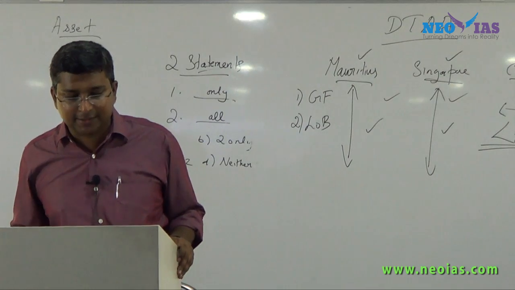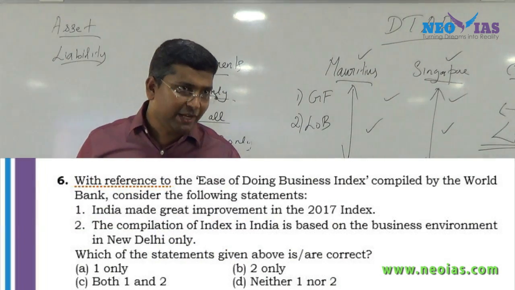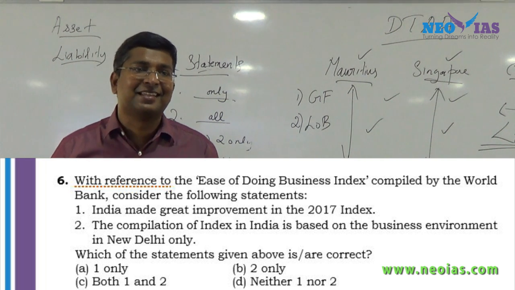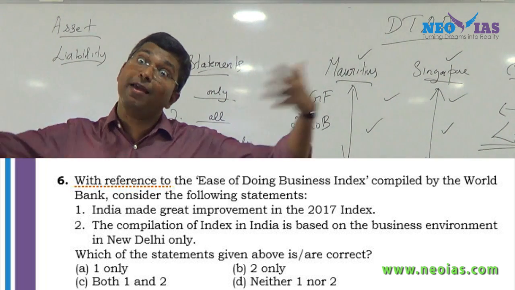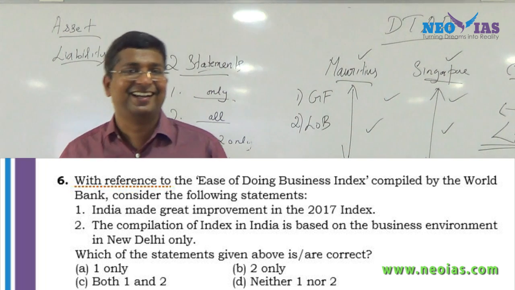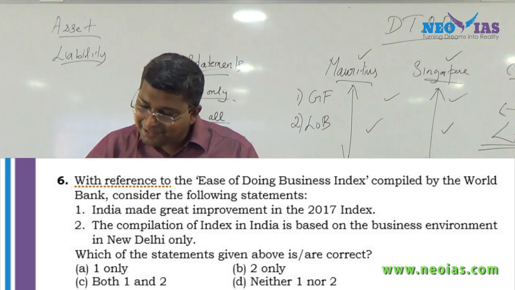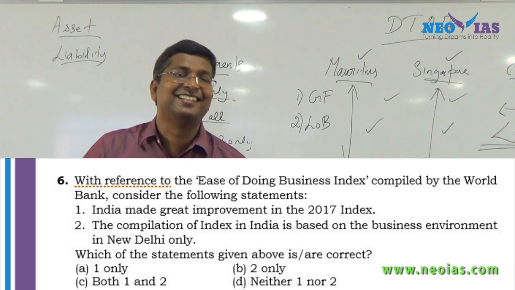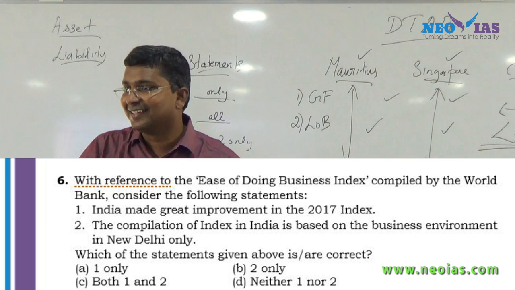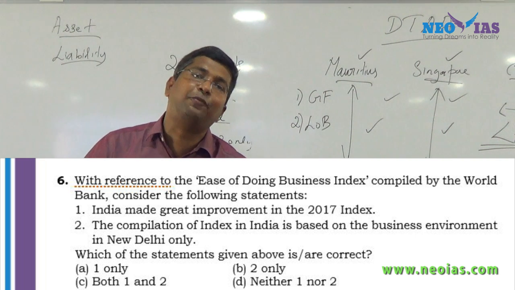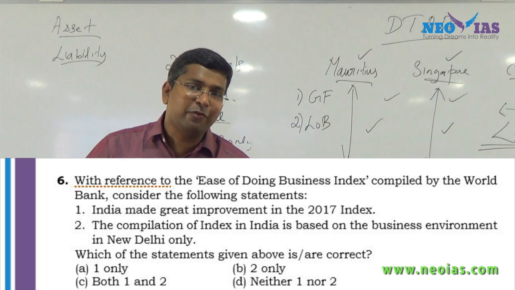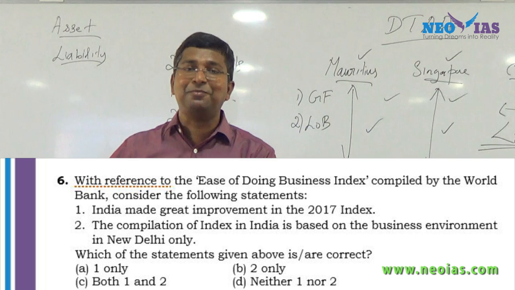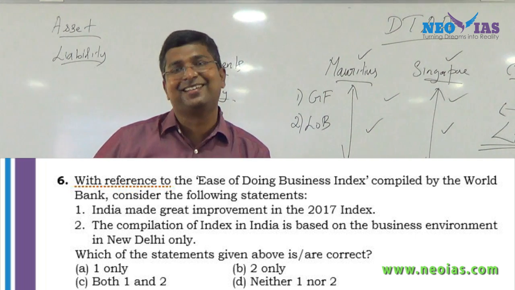Now question number 6. Are you finding any abnormality or normality? First statement, great improvement. Wow. Second statement, only. Wow. Actually it is not only for New Delhi. See, why are we concerned about ease of doing business? Because our rank is not improving. What is the statement saying? We have made great improvement.